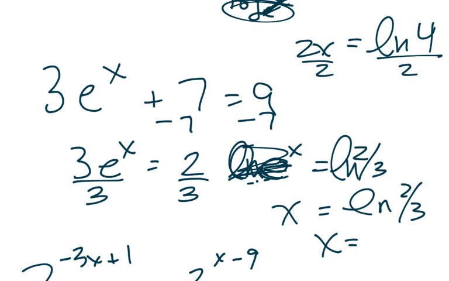What is the natural log of 2/3? I'll tell you. It is negative 0.405.